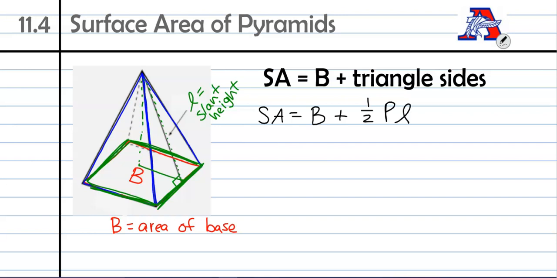Okay, so you just need to remember that that cursive L stands for slant height, and then P stands for perimeter, and it's going to work every time. And that's it. That formula comes from the fact that we have those triangular sides. That's why that 1/2 is in there.